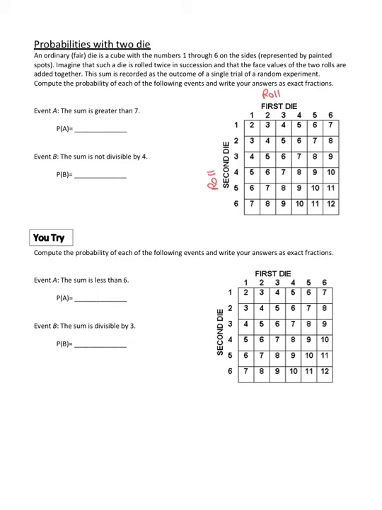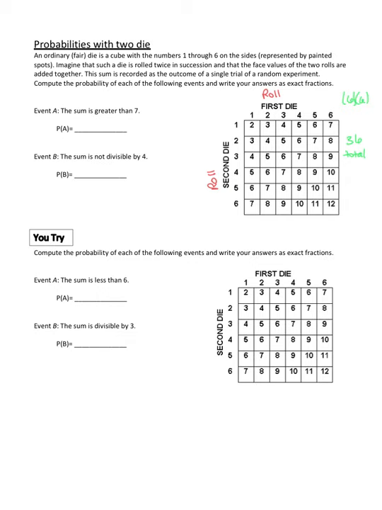Oh, first of all, how many possible outcomes are there? Well, let's do some really simple math. It goes 6 across and 6 down. What is 6 times 6? 36 total outcomes. Now this is fancy writing. P(A) is the mathematical way of saying what is the probability that event A happens. Event A is the sum is greater than 7. What is the probability that when I roll 2 dice, the sum will be greater than 7?